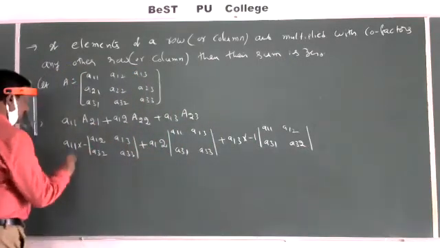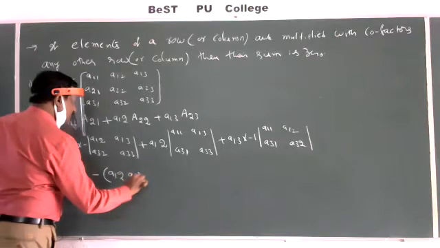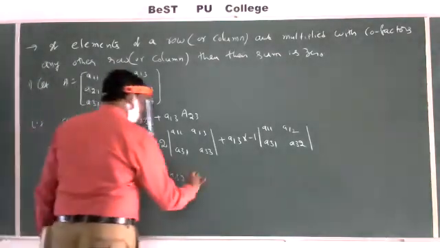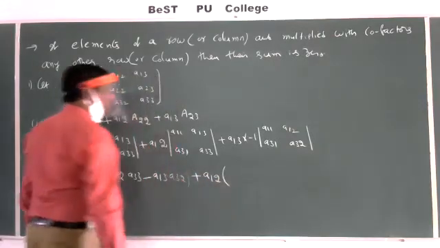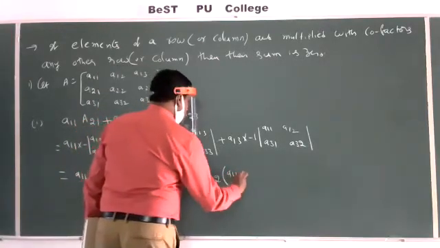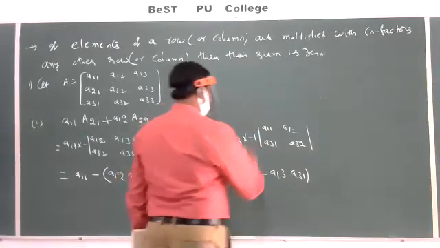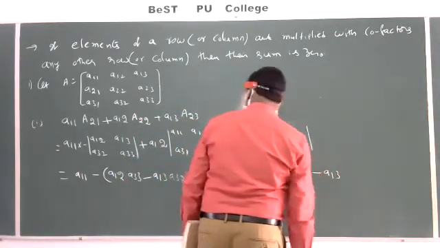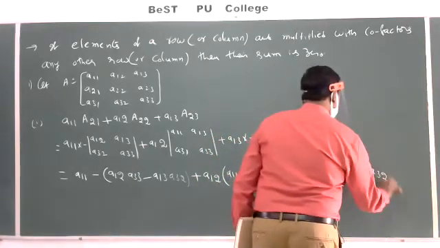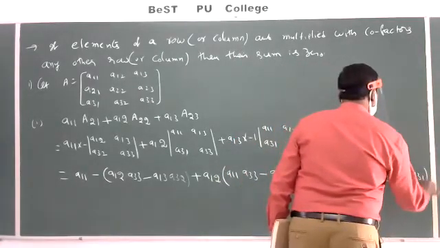Now simplify this. It is minus A11 times (A12 A33 minus A13 A32), next plus A12 times (A11 A33 minus A13 A31), and here plus into minus is minus A13 times (A11 A32 minus A12 A31).